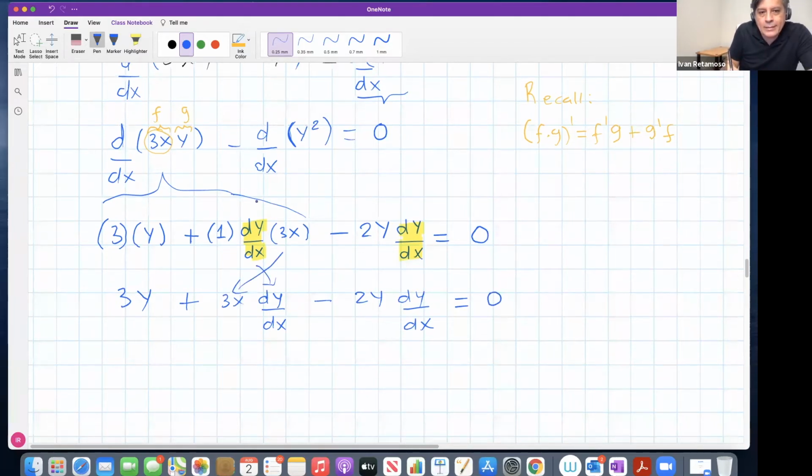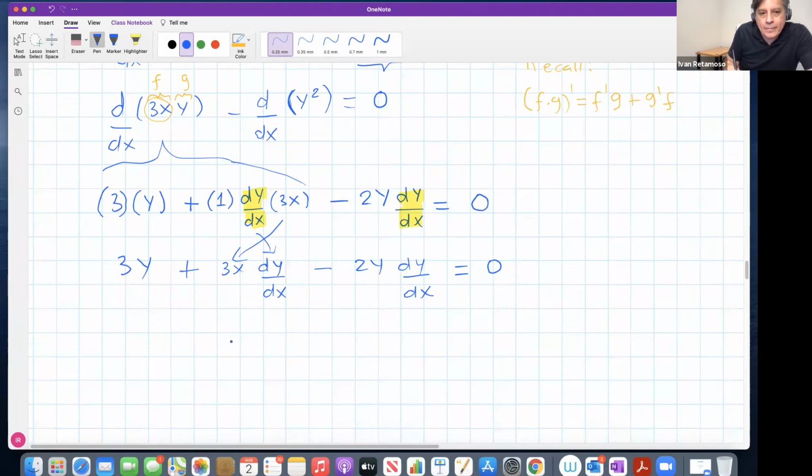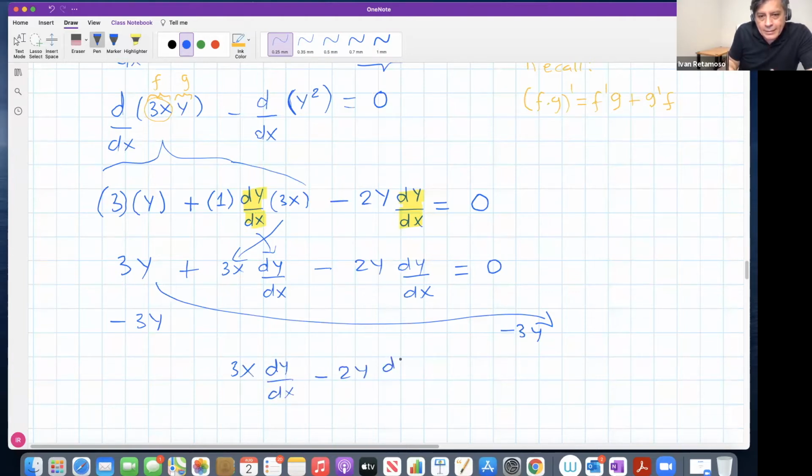One disappears as a multiplicator, as a factor. All right, now factor out this guy after moving this 3y over to the other side. You need to transpose it to the right side. To do that, subtract 3y on both sides. And you will get 3x dy dx minus 2y dy dx equal, this is 0 here, but 0 minus 3y here. Minus 3y here.